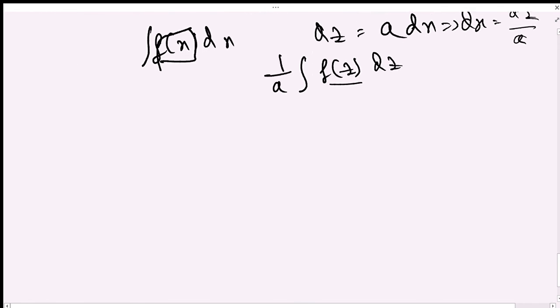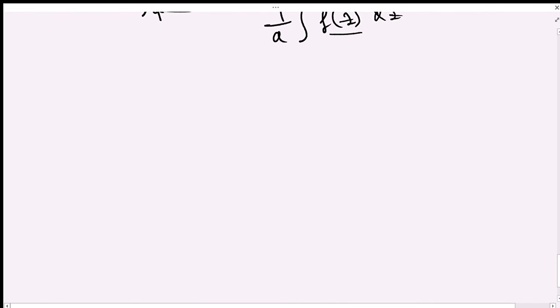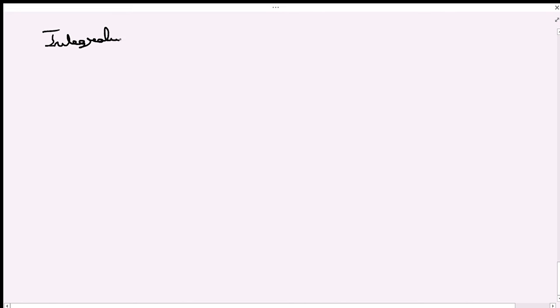I will show you some more properties that use this sort of substitution. Before that, let us understand the other parts. One of the more important parts to solve indefinite integration is integration by parts. What is integration by parts?